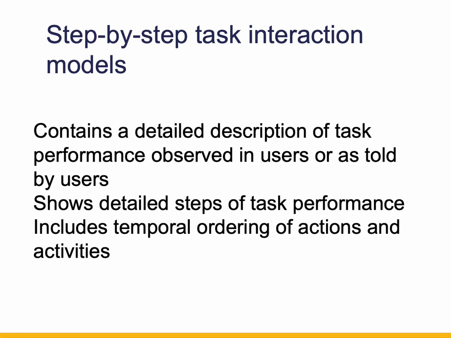Another type of usage model is a step-by-step task interaction model. This usually contains detailed descriptions of tasks, as observed in users or as how the users describe them. And in this case, we would just show detailed steps of the task performance, but would also include the timing, the temporal ordering of the actions and activities.